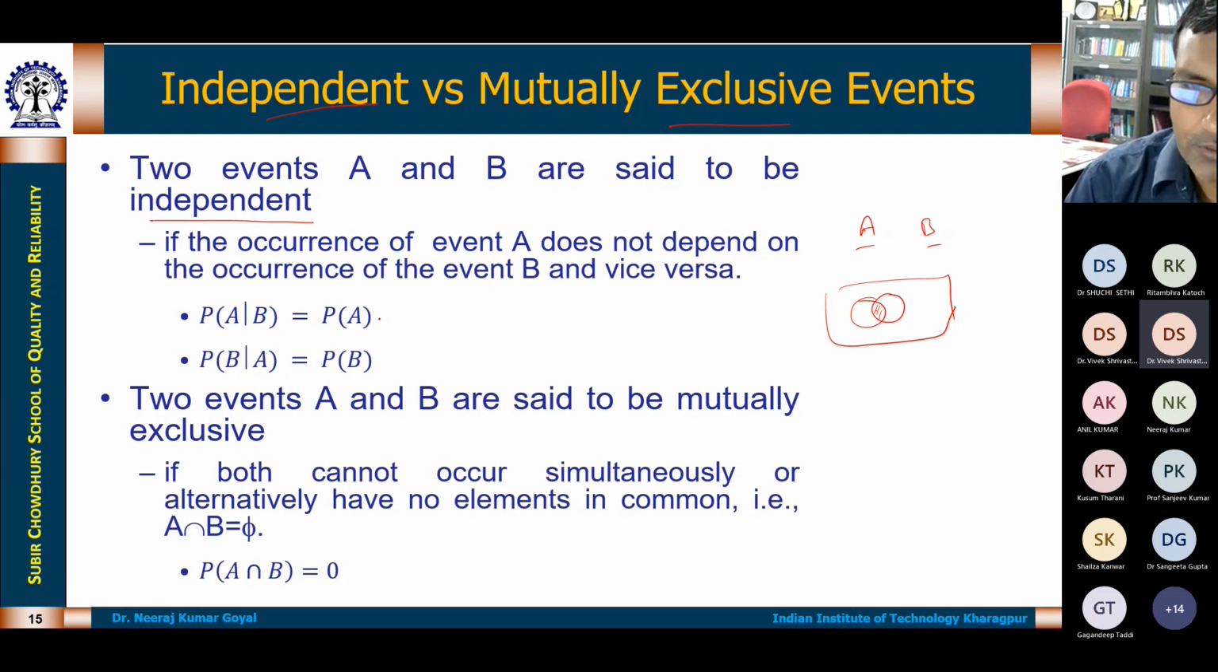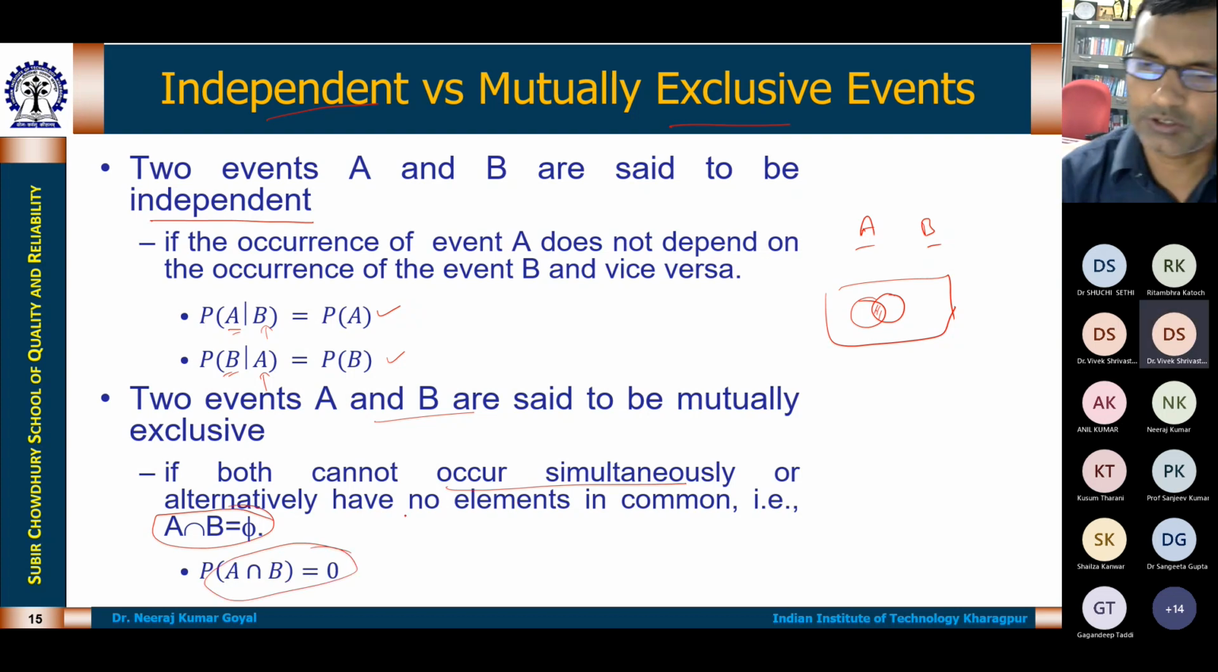So we can say that the probability of occurrence of A, given that event B has occurred, is not going to influence the probability of A. Probability of A will remain the same. Similarly, probability of B will not be influenced whether A has occurred or not. This will always remain the same as P(B). Okay. Similarly, two events are called mutually exclusive if they cannot occur simultaneously. That means there is no interaction. So probability of A intersection B is 0 for mutually exclusive events.